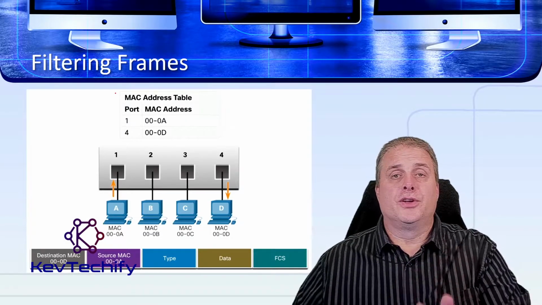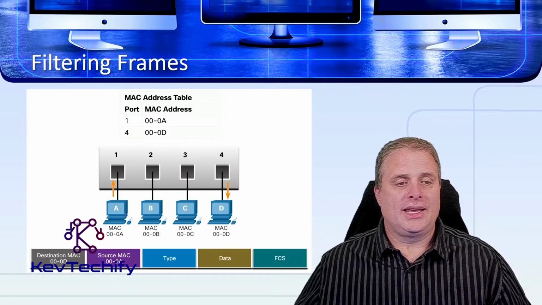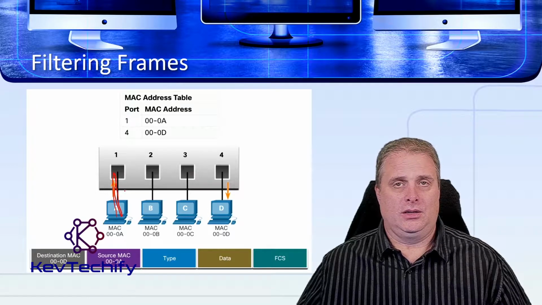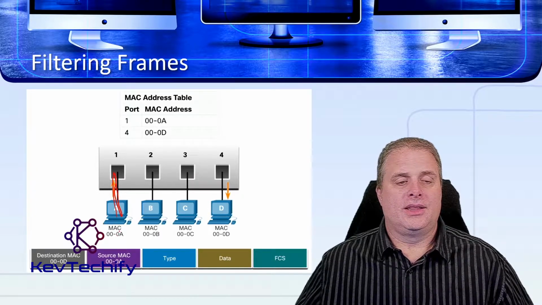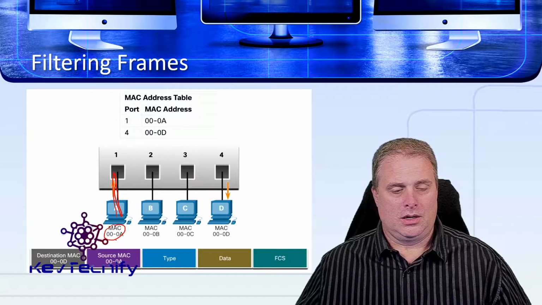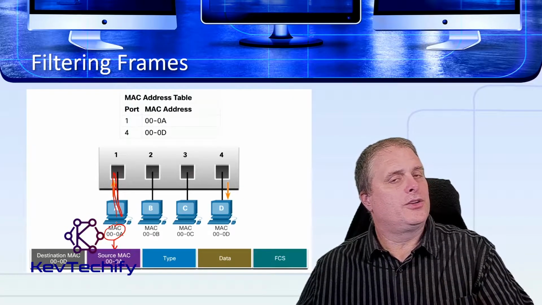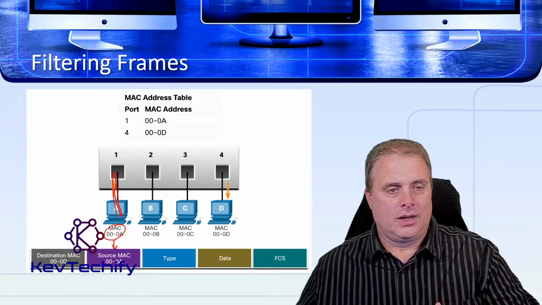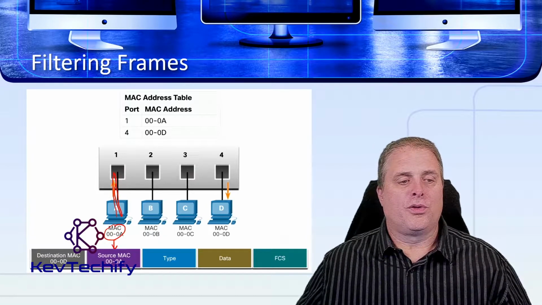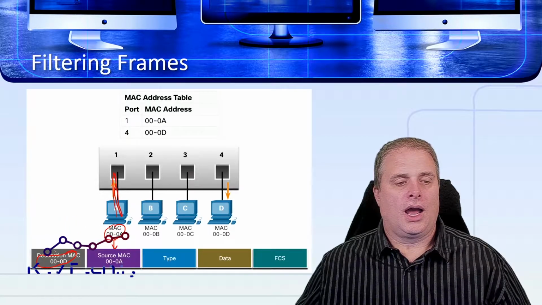The switch filters frames. Now, when it filters frames, it gets the frame coming in from PC A right here. We know the source MAC address, which is listed right here in our frame. We go through, we check our MAC address table. If it's not in our MAC address table, we add it. And then we have to forward it. And if we look at it, we are forwarding it to the destination MAC address way over here on PC D.